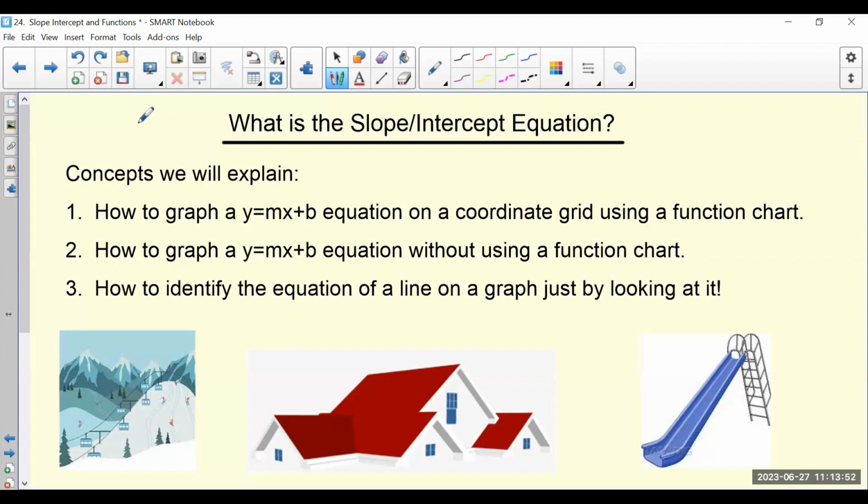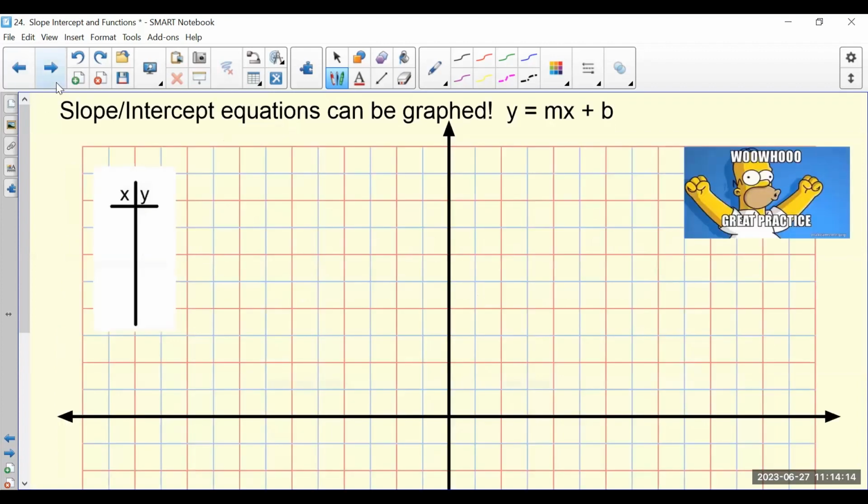So this is kind of like level 2. And then finally, how can you identify the equation of a line on a graph just by looking at the line on the graph? It is possible to look at that line and write the equation that would equal that line. And that's when you know that this is starting to get pretty easy for you. So those are our three concepts to get started. How do you, given an equation, make a graph on a grid?